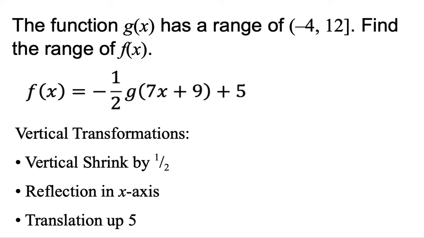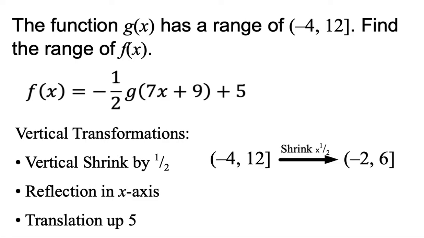translation up 5 units. We begin with our range of -4 to 12, where -4 is not included, but 12 is. Shrinking by 1/2, this would become -2 non-inclusive to 6 inclusive. Next, the reflection over the x-axis, which is as simple as multiplying the result of the previous step by -1. In this case, this causes us to reverse the terms, so now it is -6 inclusive to 2 non-inclusive.